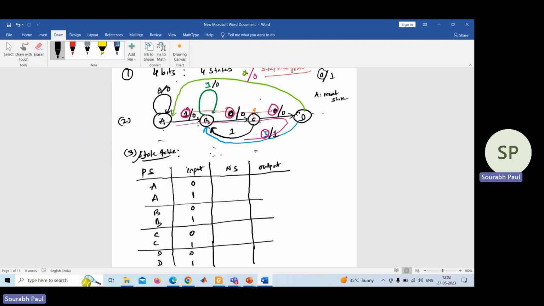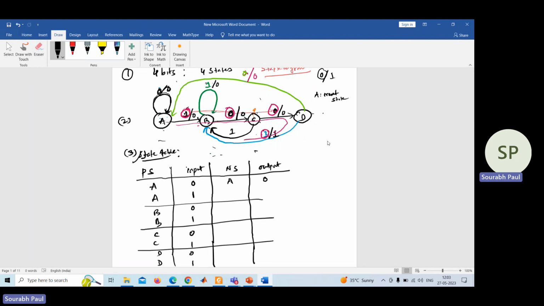Okay, now see this state diagram. If you are in state A and the input is 0, what will be your next state? It's nothing but your next state is again A, because of this self loop. You are in A, your input is 0, and you come back to A as a self loop. And at that time, what is the output? The output is 0.